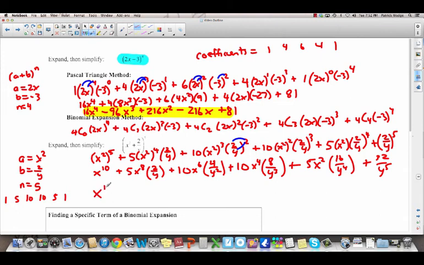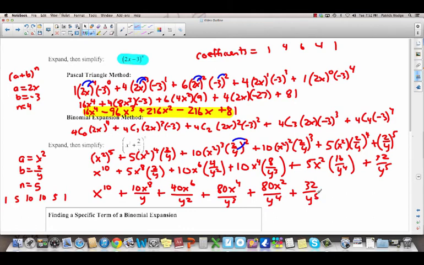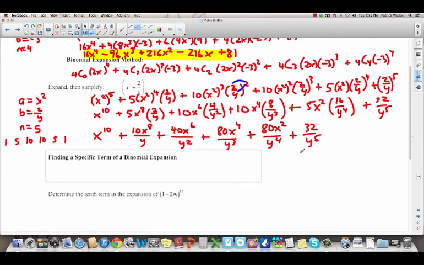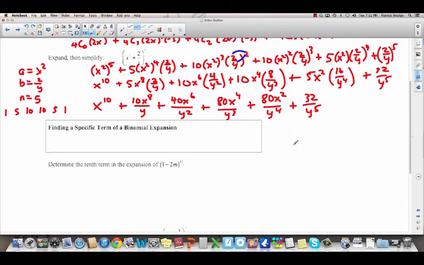Final line of work here, x to the 10th, plus 5 times 2 is 10, x to the 8th, all over y in the denominator, plus 10 times 4 is 40x to the 6th, all over y squared, plus 10 times 8 is 80x to the 4th, all over y cubed, plus 5 times 16 is 80x squared, all over y to the 4th, plus 32 over y to the 5th. Done. A lot of work, but it is quite repetitive, so it's not too bad.